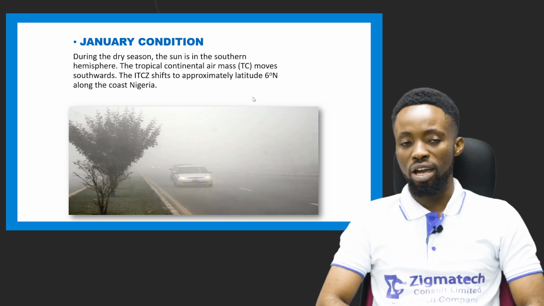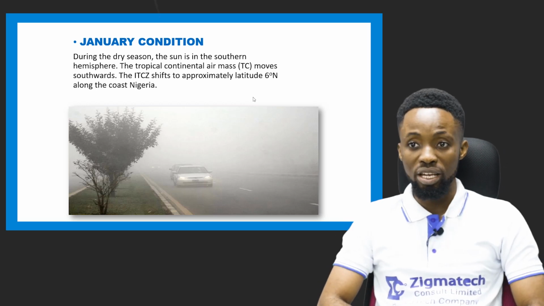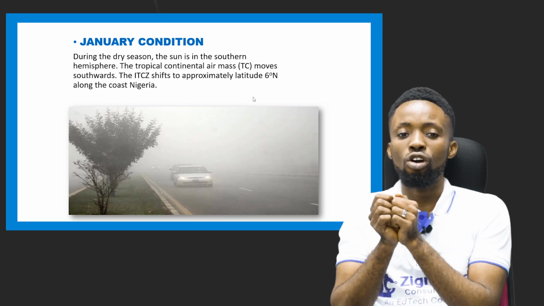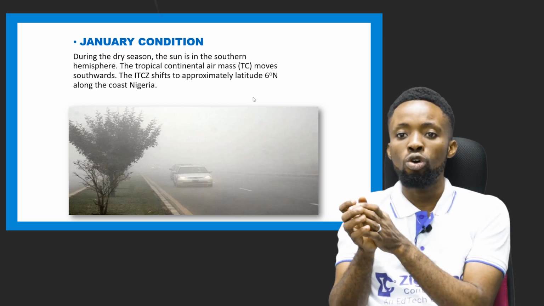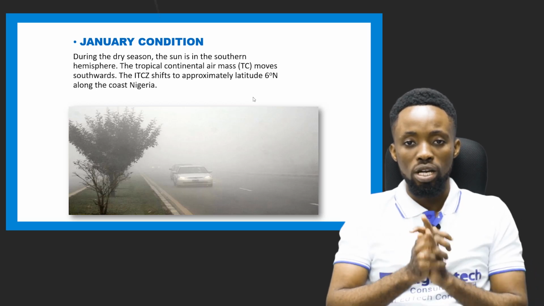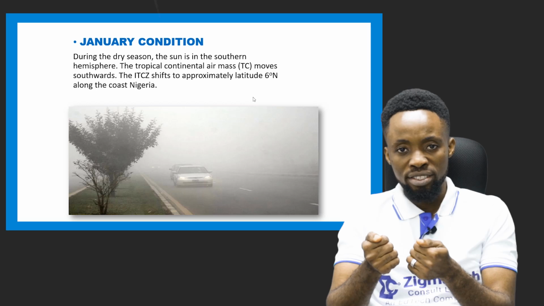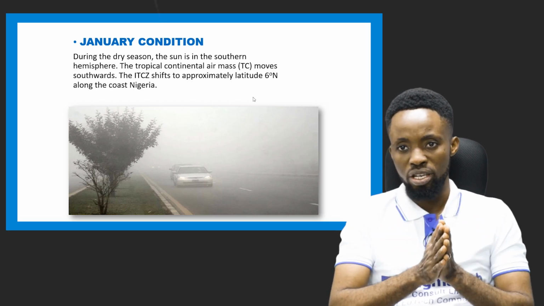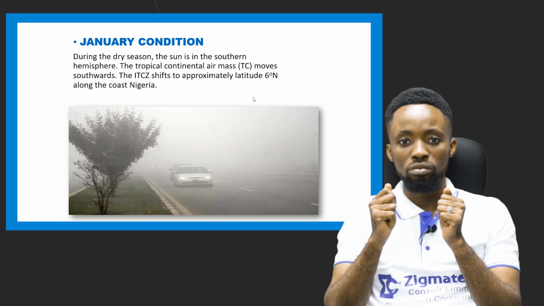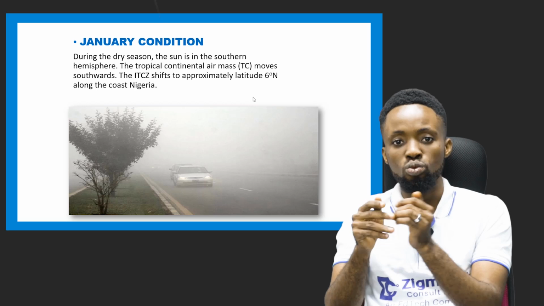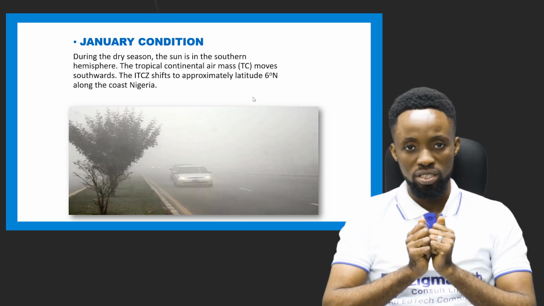Now, during the dry season, the sun is in the southern hemisphere per se, and the tropical continental air mass will move towards the south. I say it again. During the dry season, the sun is found in the southern hemisphere. Now, the tropical continental air mass will blow towards the south.